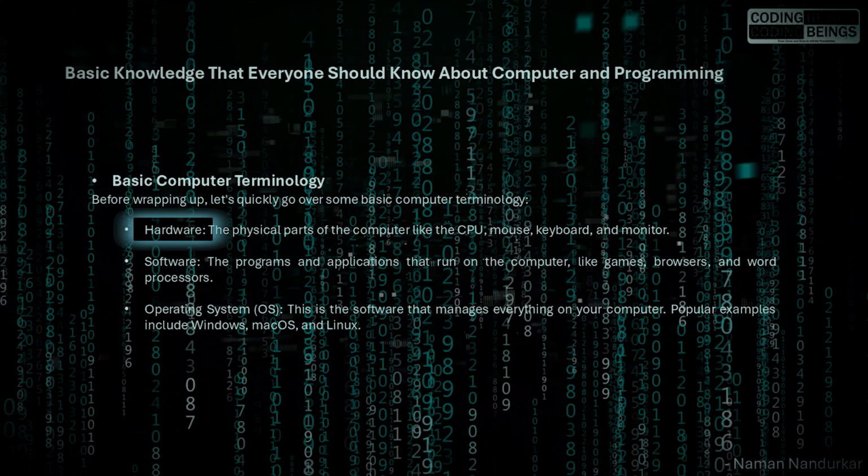Before wrapping up, let's quickly go over some basic computer terminology. Hardware, software, and operating system. Hardware means the physical parts of a computer like monitor, CPU, and keyboard. Software means the programs and applications that run on the computer like games, browsers, and word processor. Operating system. This software manages everything in your computer.